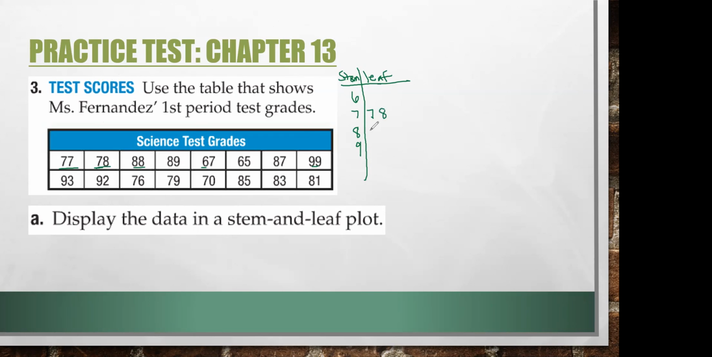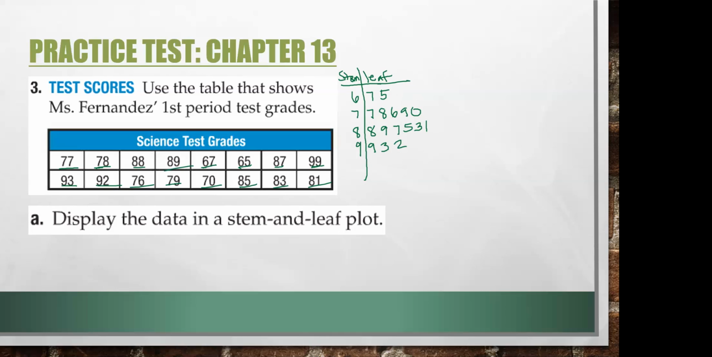here, 88 would go here, 89 would go here, 67 would go here, 65 would go here, 87 here, 99 here, 93 and 92 would be here, 76, 79, 70, 85, 83, and 81. So that way I know I accounted for each set of data.